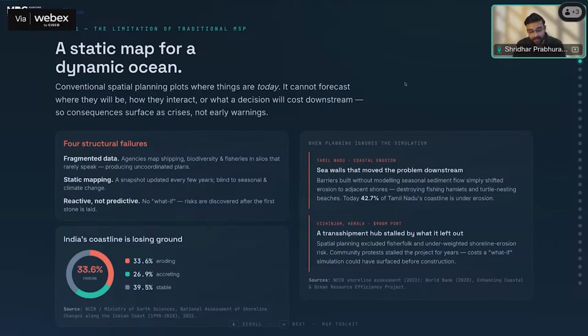Now, while it enabled the erosion to be restricted in a certain part of the region, it did not solve the problem. What it did was it simply shifted the problem downshore to a different region, basically destroying all their fishing hamlets and all their turtle nesting. And there are fishing communities that are actually reliant on these kind of coastlines. So what this basically means is that, and this is not something that we have stated, there are wider publications that have analyzed the scenario and what else could have been done.